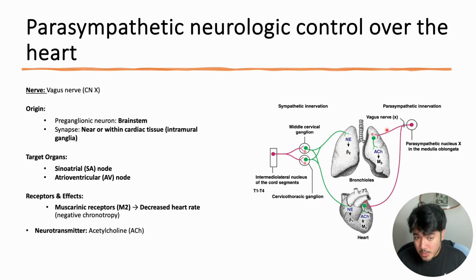Parasympathetic neurologic control of the heart is from one of your cranial nerves called your vagus nerve. That vagus nerve starts from a region in your brainstem called your medulla, or medulla oblongata, and it makes its way down to your heart, and the postganglionic fibers then synapse onto your SA node or your AV node, onto the receptor type, more specifically M2 receptors. When stimulated, they decrease your heart rate, so negative chronotropy, and the neurotransmitter is acetylcholine.